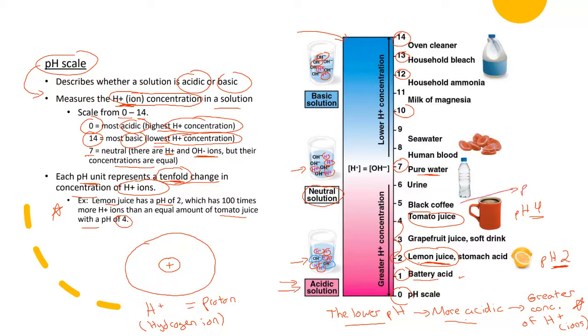What about if we compare a pH of 2 with a pH of 5, like black coffee? How many more hydrogen ions does a pH of 2 have compared to a pH of 5? Well, if it's 3 hops, that means it's 10 times 10 times 10, so 1,000 times more. So lemon juice has 1,000 times more hydrogen ions than black coffee, which has a pH of 5. I hope that made sense.